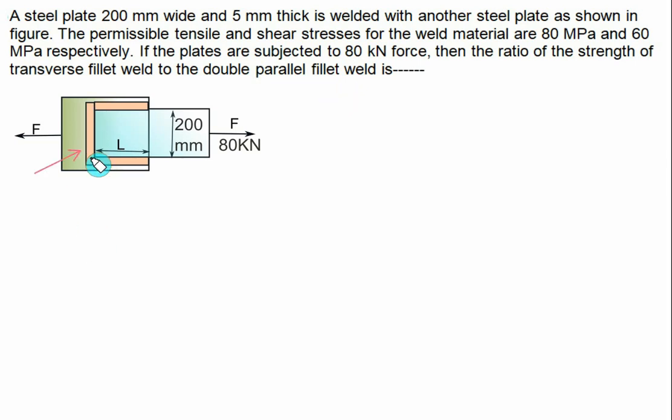So the axis of this weld is perpendicular to the direction of force, so it's a case of transverse fillet. And the axis of this fillet is parallel to the force, so this fillet as well as the top fillet is a parallel fillet, so we'll call it a double parallel. The transverse has a length equal to L1, so the length of transverse fillet is L1, and the double parallel length, each of them, is equal to L.